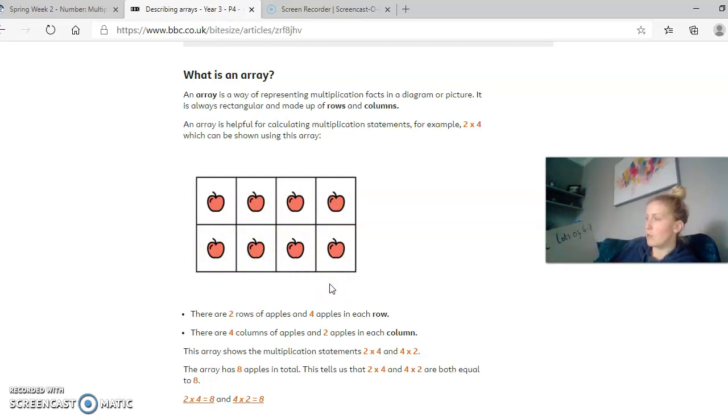Should we try it the other way around? Let's write it as a multiplication sentence underneath. 2 times 4 equals 8.